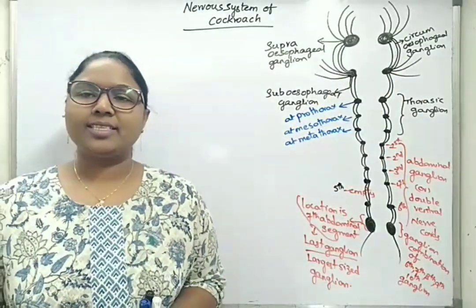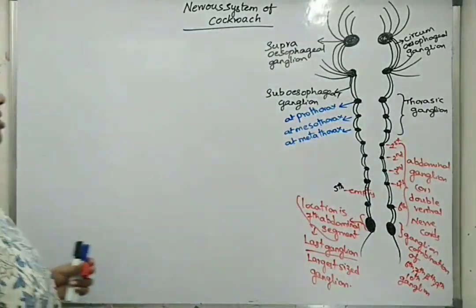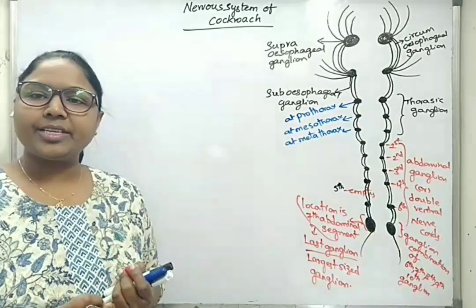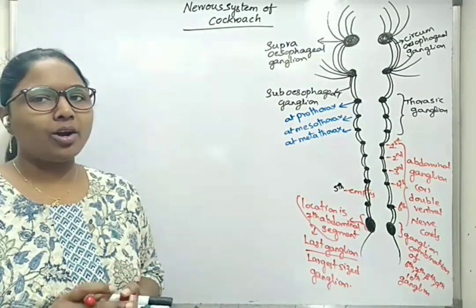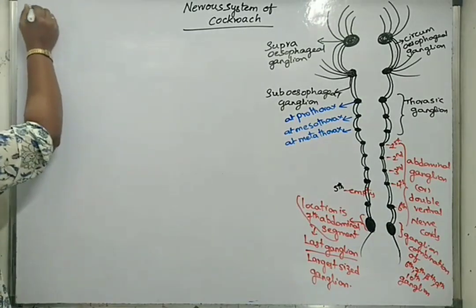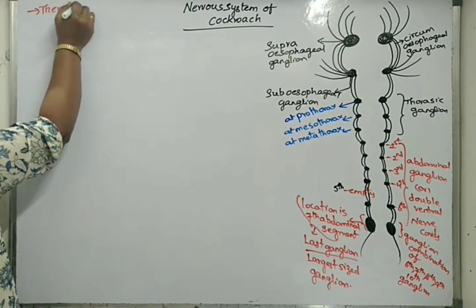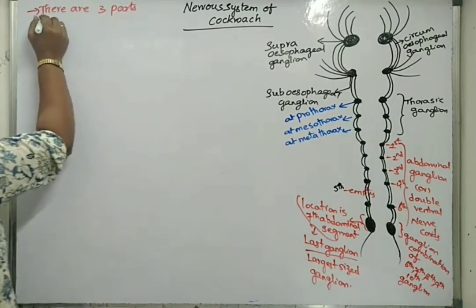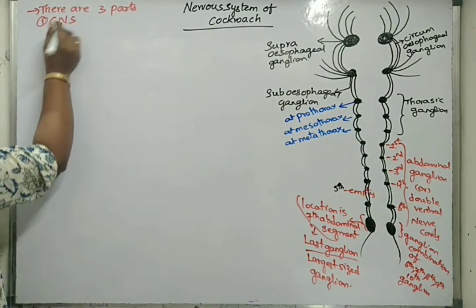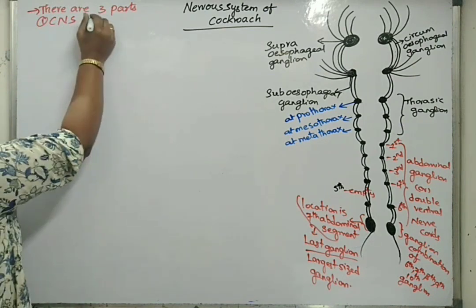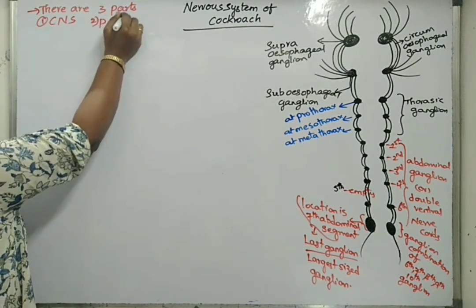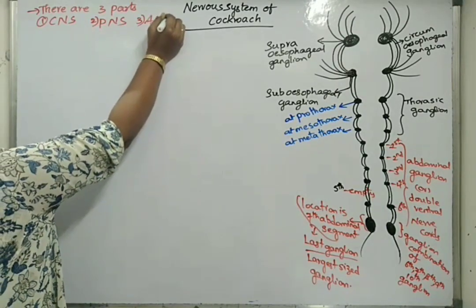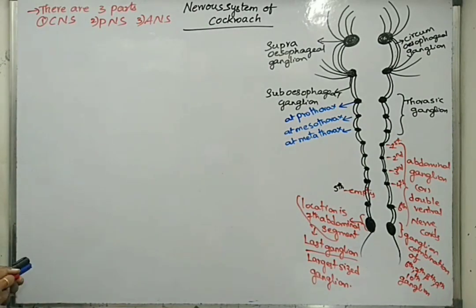Hello students, now we will discuss the nervous system in cockroach. The nervous system in cockroach has three important parts: central nervous system, peripheral nervous system and autonomous nervous system. There are three parts. First one, central nervous system, I am writing as CNS. Second one, peripheral nervous system as PNS. Third one, autonomous nervous system as ANS. Now I will write the full forms of these.